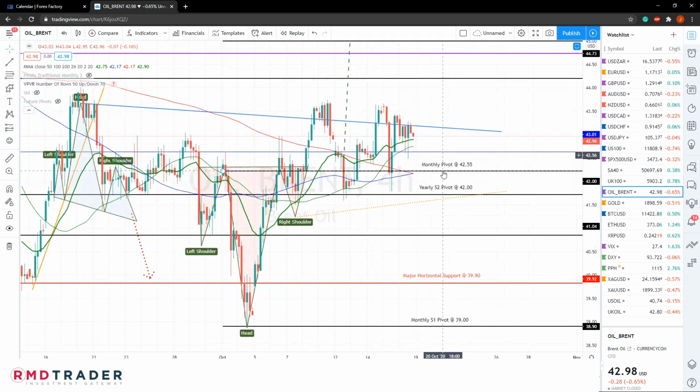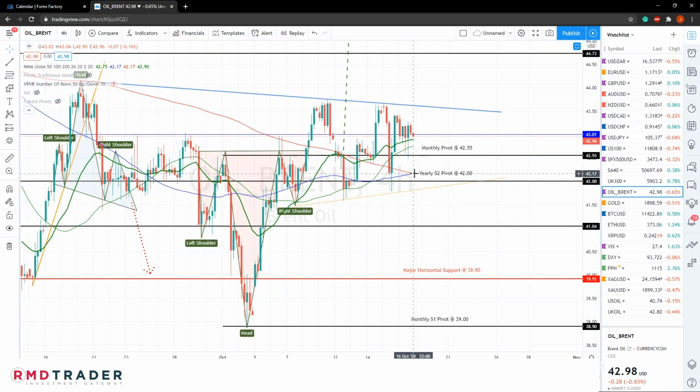If, however, in the bearish scenario, we do break below our moving averages on the forward, so we can see we have our 4-hour 100 and 200 SMAs converging, also converging on this important yearly ST pivot at 42, which is also, of course, this important lower diagonal boundary.